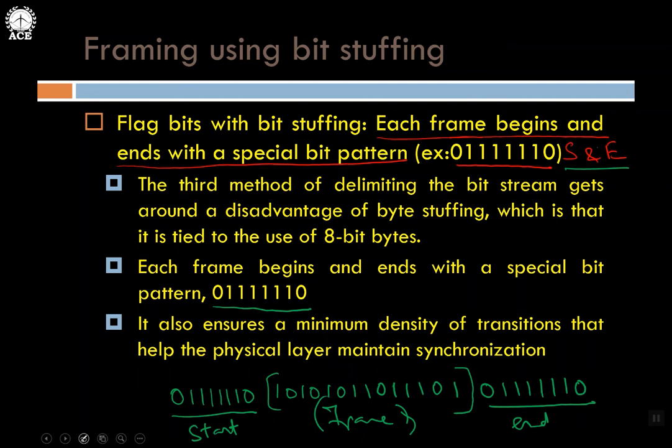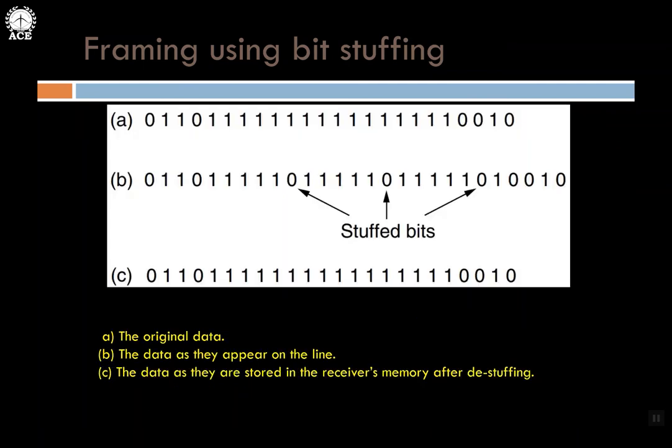To understand that, let's take an example. Look at this. Imagine, for example, this is my data. Here I have written the original data. But what is happening here is that in the original data also, I have, for example, a series of bit patterns with 6 ones. And sometimes it may happen that 6 ones may be followed by 0 also.